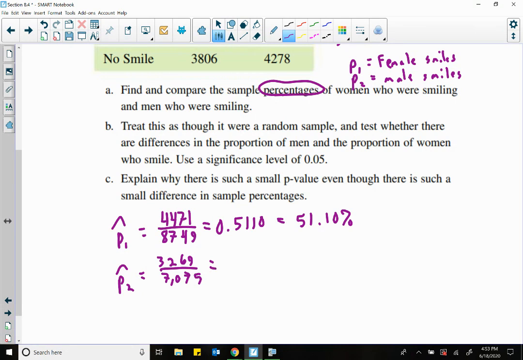Then we will look at the males. We'll take our 3,269 divided by 7,075. And that gives us, to 4 decimal places, 0.4620, which as a percentage to 2 decimal places would be 46.20%. And if they want us to compare this, we would say that the percentage of smiling was greater for the females. Okay? Easy peasy to conclude that.